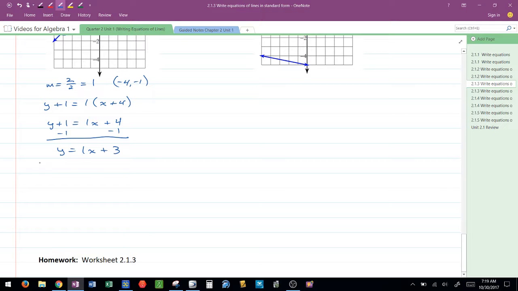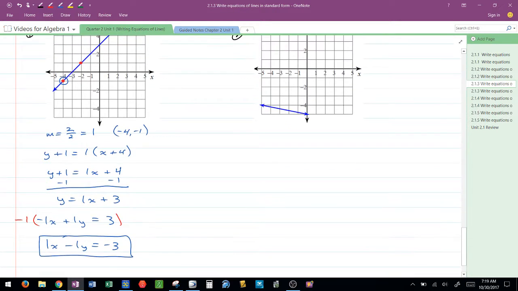Move the x over. Now it becomes negative 1x plus 1y equals 3. My a value cannot be negative, so I got to multiply everything by negative 1. That leaves me with 1x minus 1y equals negative 3. It's okay that the b and the c value are negative. It's just for standard form, a must be positive.